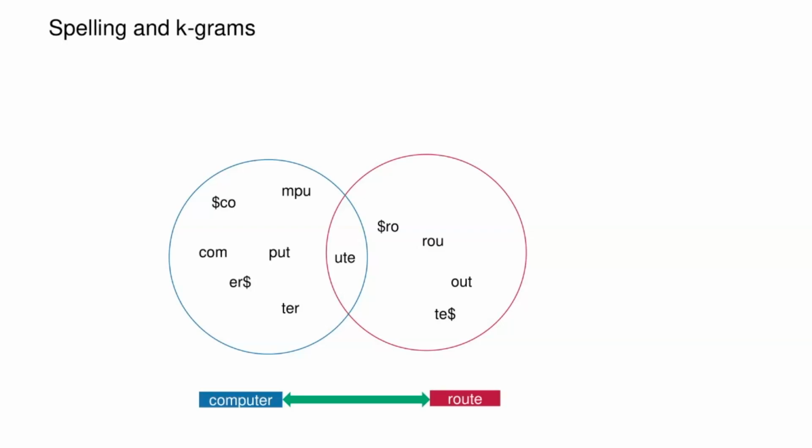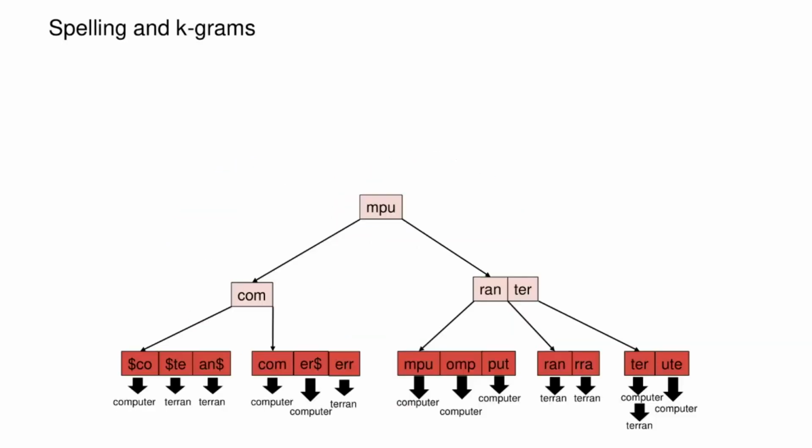So perhaps our first solution is to count the number of k-grams that we have in the intersection, and that tells us the similarity. For whom does that make sense? Right? Awesome. So let's try that.